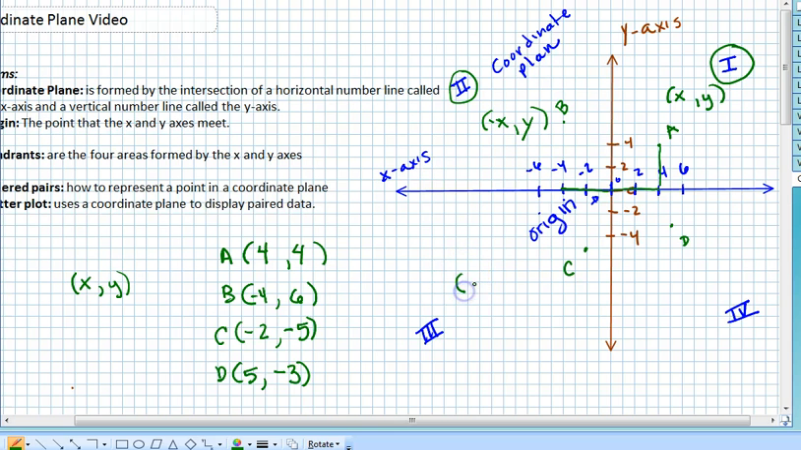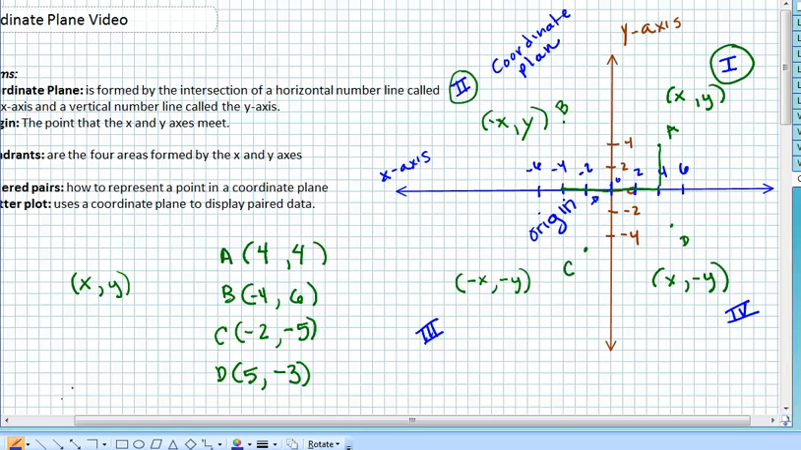For this one, I go left and I go down, so they're both negative. And for my 4th quadrant, I'm going to go right, which makes it positive, and down, which makes it negative. And this is true of any point in each of these quadrants.